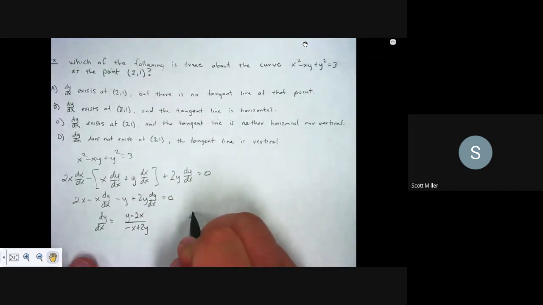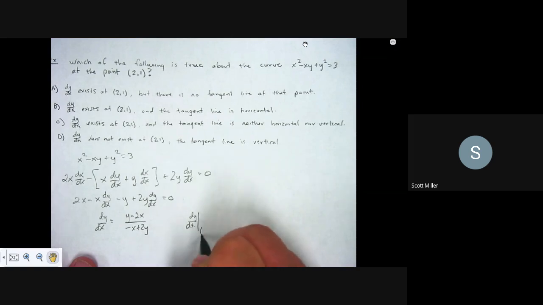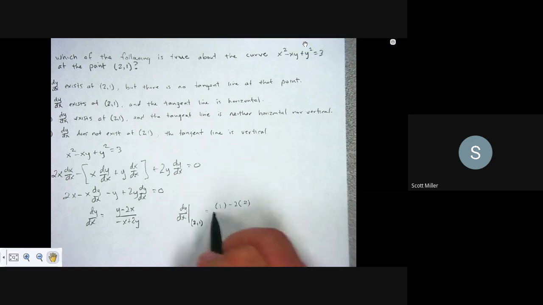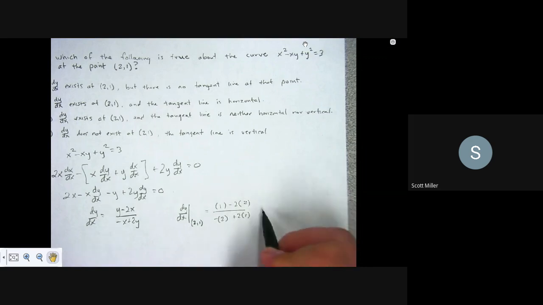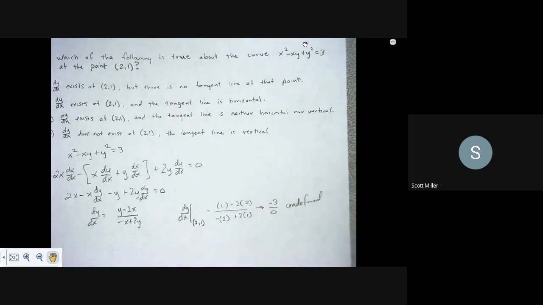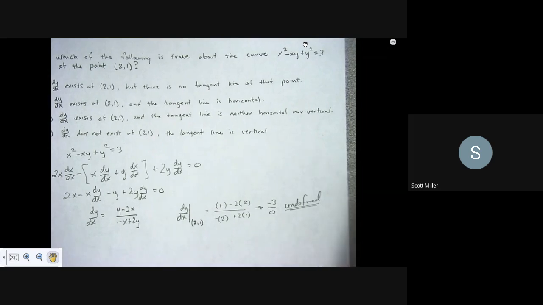We're going to evaluate this derivative at the point (2, 1) and see what we get. As I plug this in here, I'm going to get 1 minus 2 times 2, and this is a negative 2 times 1. And what I notice here is the top's this, the bottom's this, right? And this is undefined. So what does that tell me? Since it's undefined, this derivative does not exist.